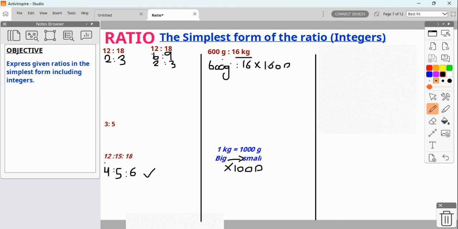And why do we use multiplication? Because we are changing from a big unit to a small unit, and when we multiply by 1000 we will write here gram, g. Now you can check it, it's 600 gram, and when we multiply 16 into 1000 it will become 16,000 gram.